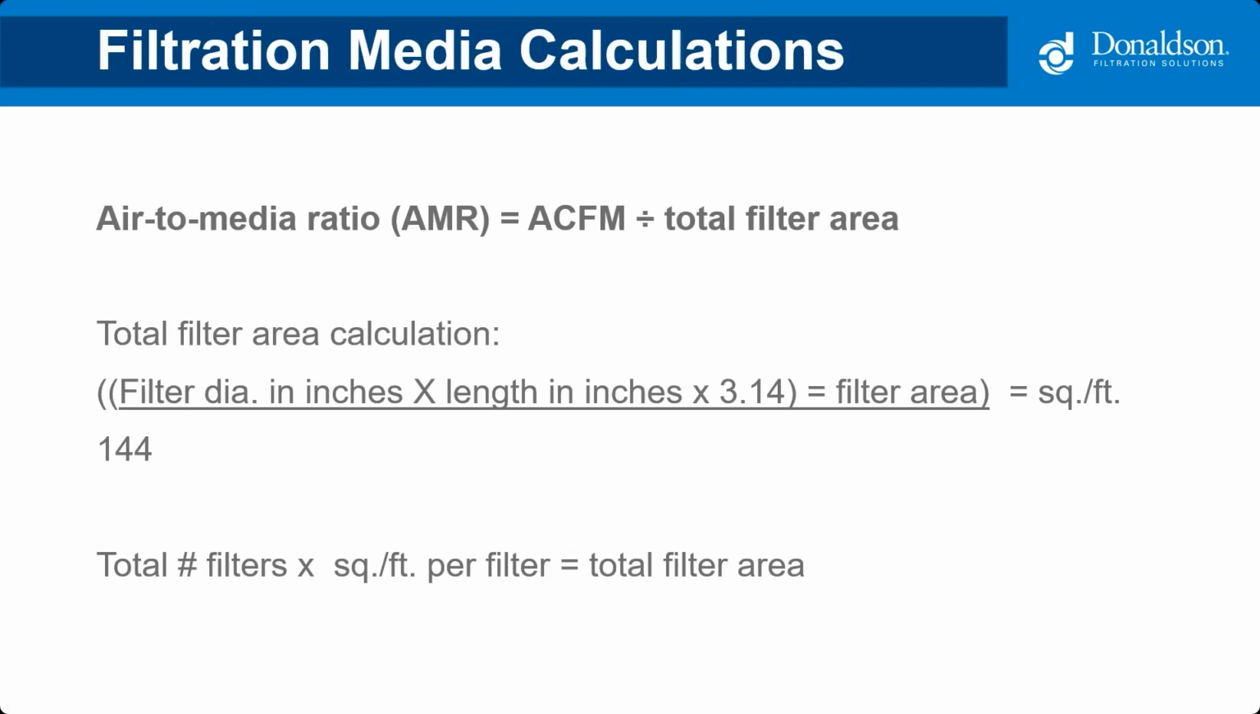So take the ACFM, divide it by the amount of cloth you have in your baghouse in square feet, and that's going to give you your air to media ratio. On a pulse jet dust collector, you're going to want to keep that number at about a 6-to-1 or lower. If you have pleated bags in your dust collector, you're going to want to keep that number at about 3.5 or lower. And with cartridges, I'm going to say about 2.5 or 2 and lower.